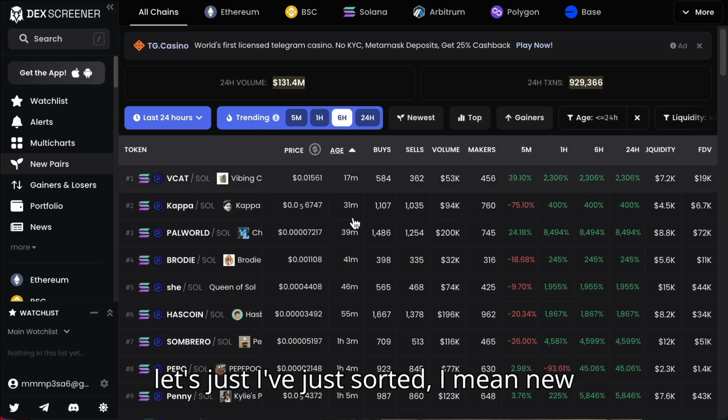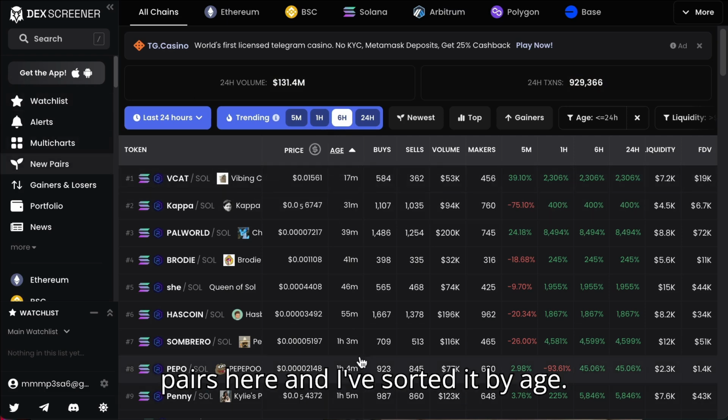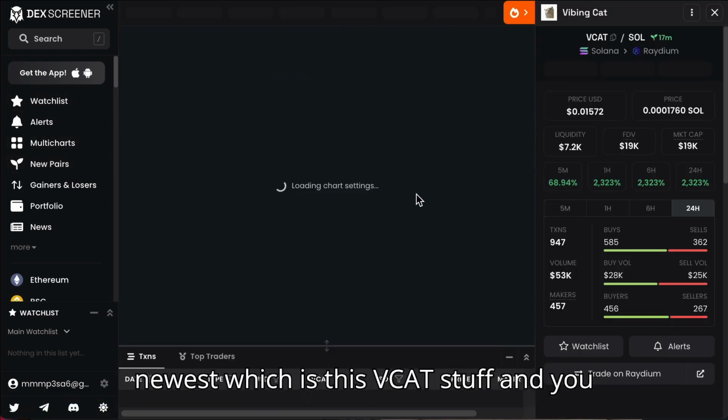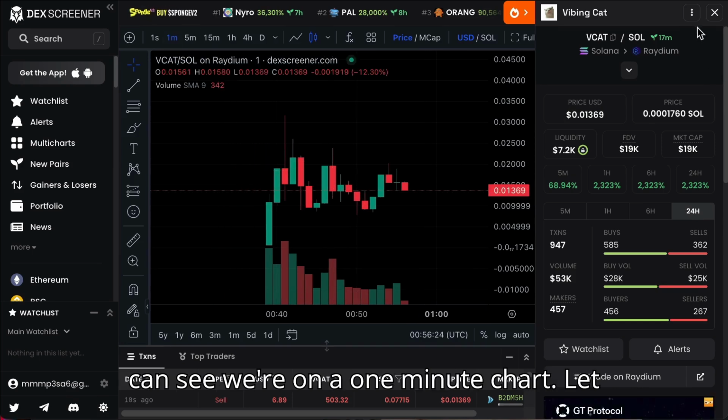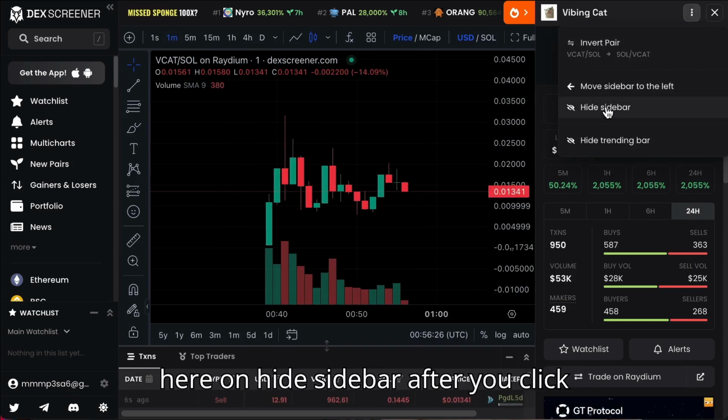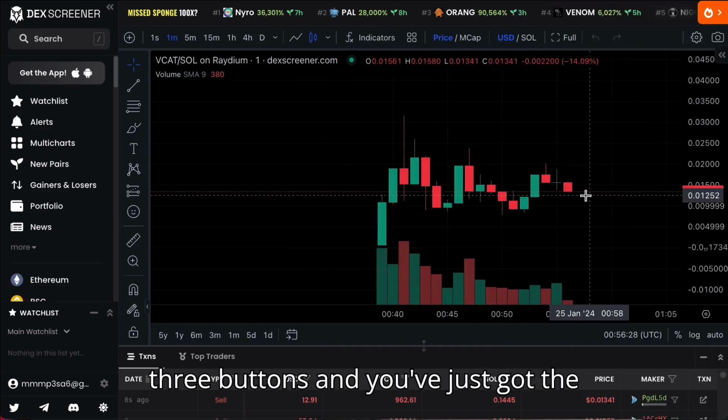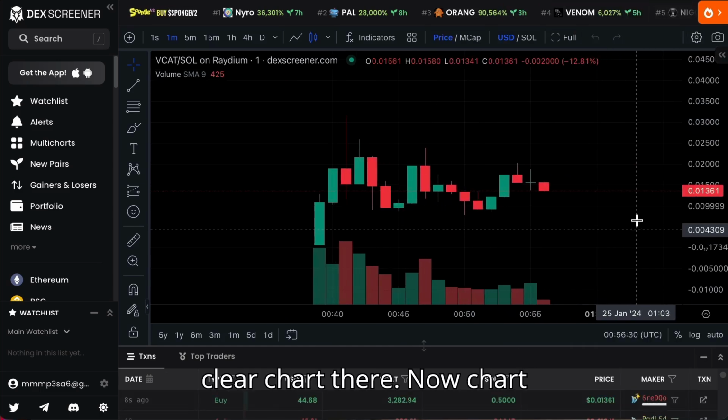So I'm in new pairs here and I've sorted it by age. Let's go on the newest one, which is this VCAT. You can see we're on a 1 minute chart. Let me hide this sidebar. You just click here on hide sidebar after you click 3 buttons, and you've got the clear chart there.